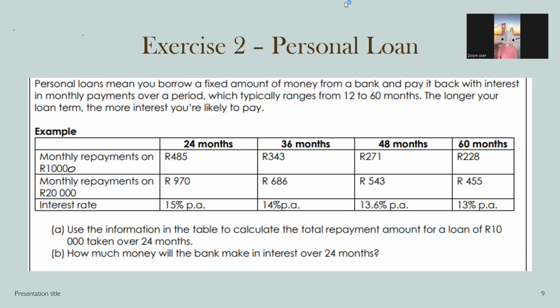Okay, so for example, we've got monthly repayments. Do you understand, Marv? Do you understand those two sentences? Personal loans are when you borrow a fixed amount of money from a bank and pay back with interest. Okay, yes. Right, we spoke about that.